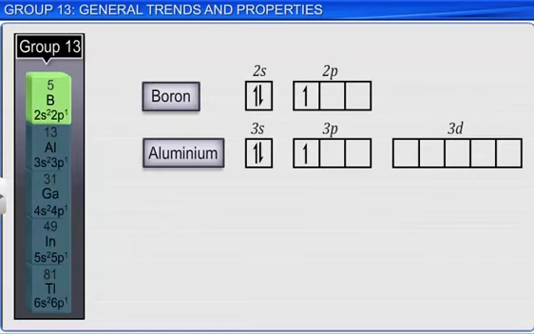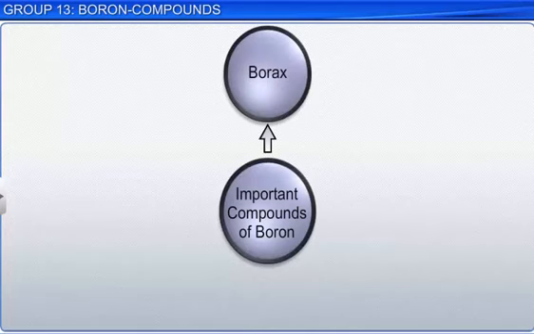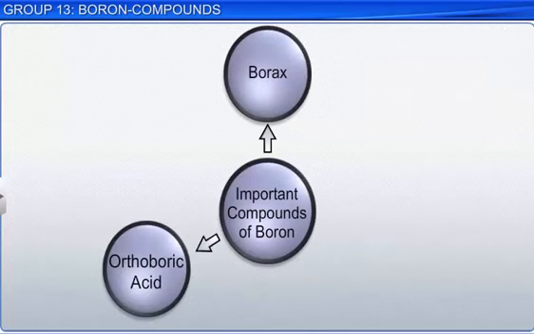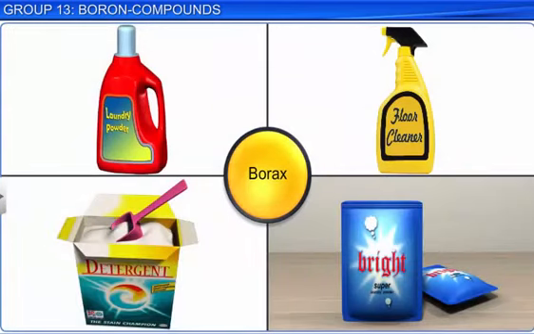Important compounds of boron are borax, orthoboric acid, and diborane. We will discuss each of them in turn. Borax is the most important boron compound. Borax is used as a flux in soldering and as a cleaning agent in leather industry and laundry.